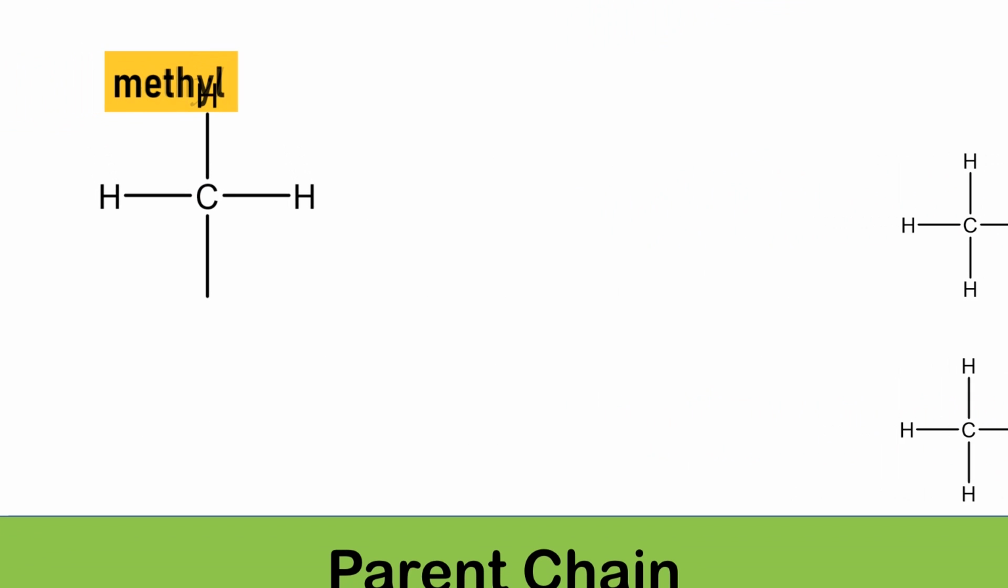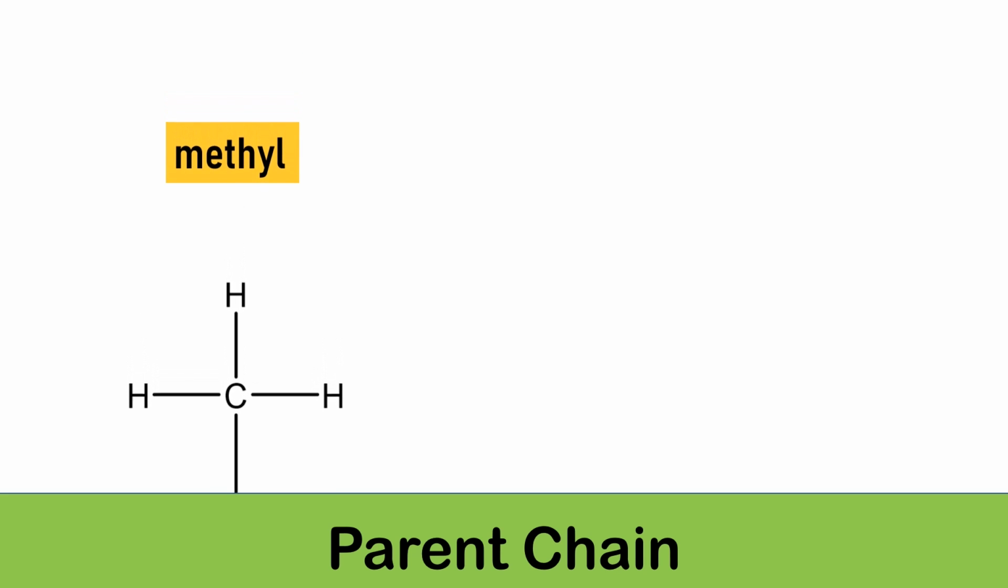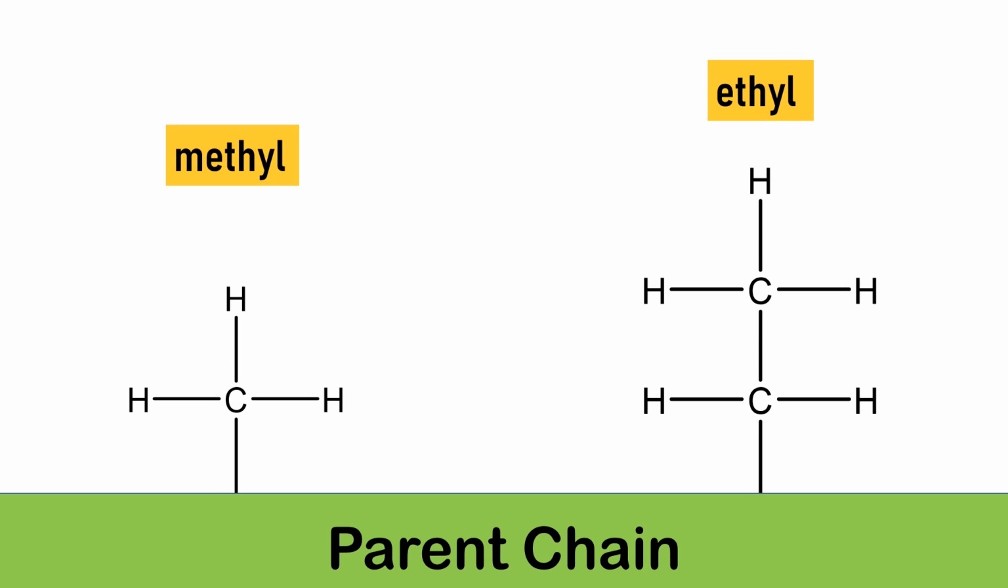Let's go back to the methyl example. Since a hydrogen is removed, the carbon is now allowed to bond to a parent chain, and this is considered a substituent. Here's the example of the ethyl substituent. Now, we must take a deeper dive into alkyl groups with 3 or more carbon atoms.